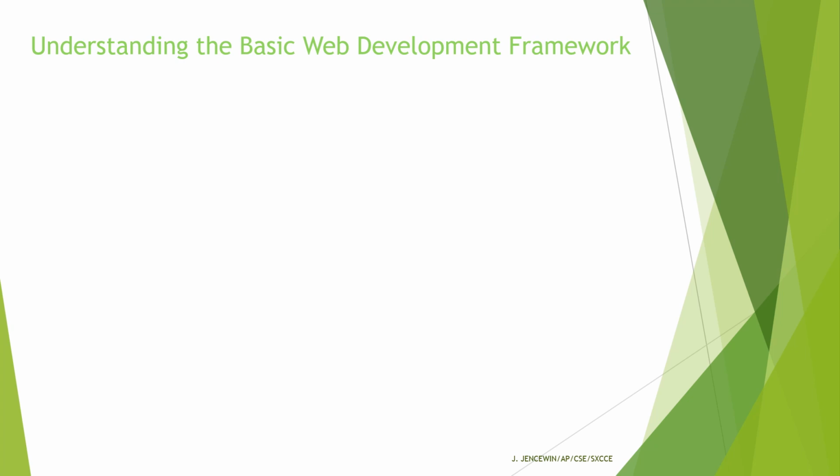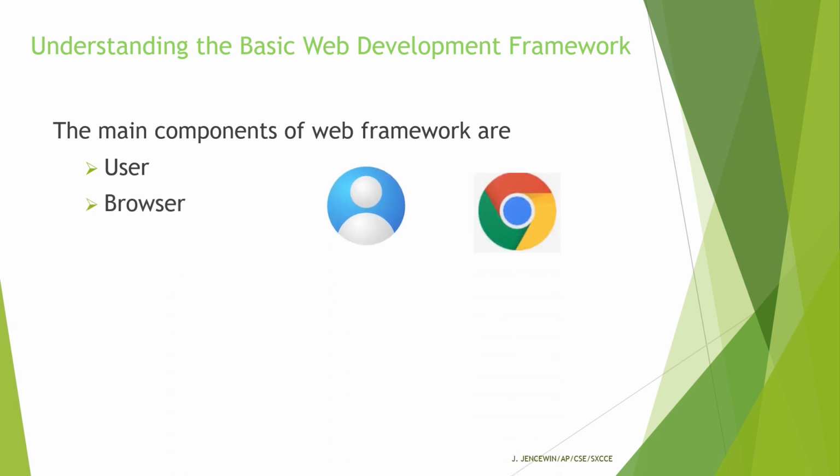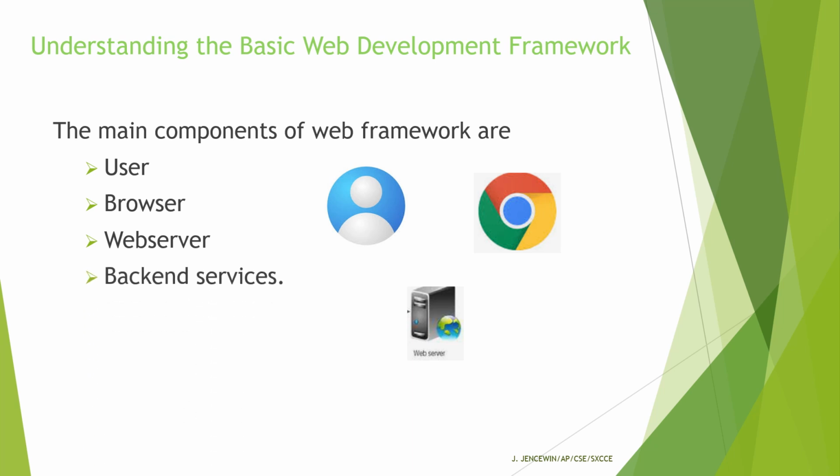The basic web development framework consists of four different components. The first one is user, the second one is browser, the third one is web server, and the fourth one is backend services. So the web development framework mainly consists of these four components: user, browser, web server, and backend services.